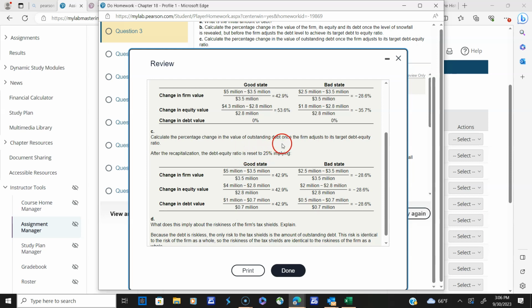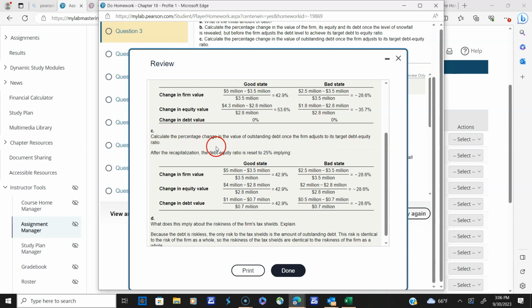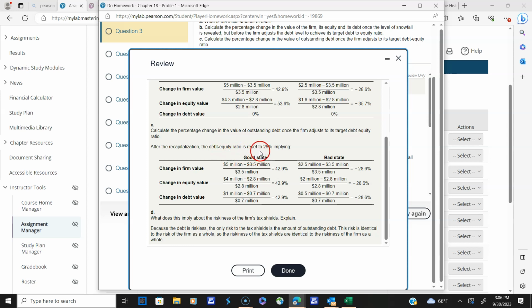Calculate the percentage change in the value of outstanding debt once the firm adjusts to its target debt to equity ratio. So after the recapitalization, the debt to equity ratio is reset to 25%. So the change in the firm value, again, as we saw, is the same as here, 42.9% for the good state. For the bad state, it's 2.5 million minus 3.5 million. The value of the firm gives you exactly that, right?